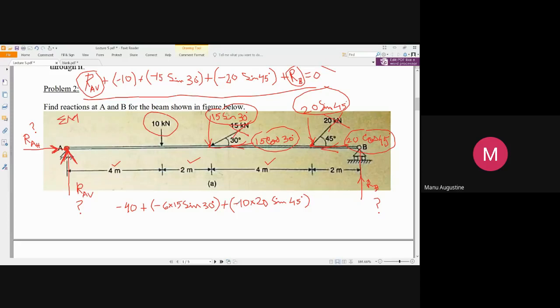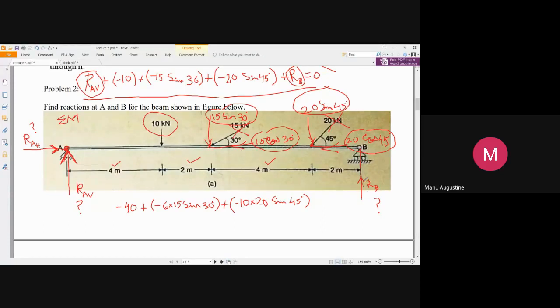Why the minus sign? Because again, this force and this distance constitute a clockwise moment. Now the next force is 20 cos 45, which is a horizontal force. What will be the moment? It is 0. It will not develop any moment, because it acts in such a way that it passes through point A. So there will be no moments.